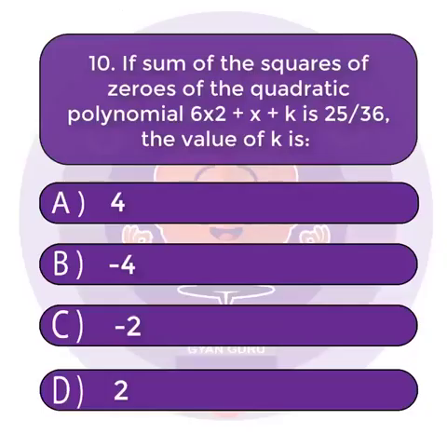If the sum of the squares of the zeros of the quadratic polynomial 6x² + x + k is 25/36, the value of k is: a. 4, b. −4, c. 2, d. −2.